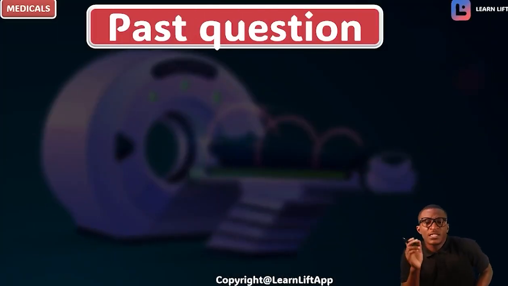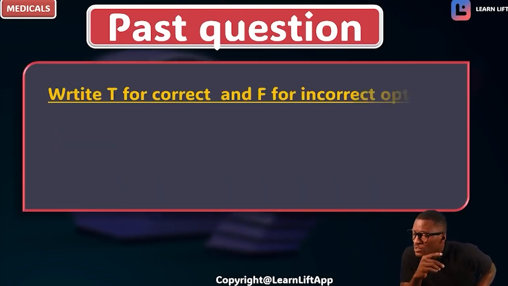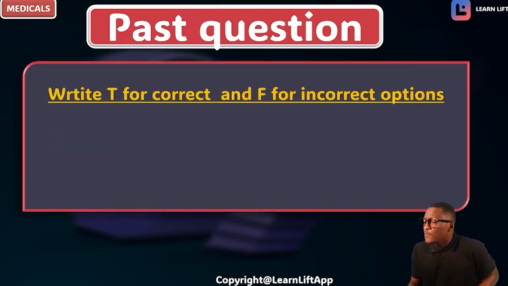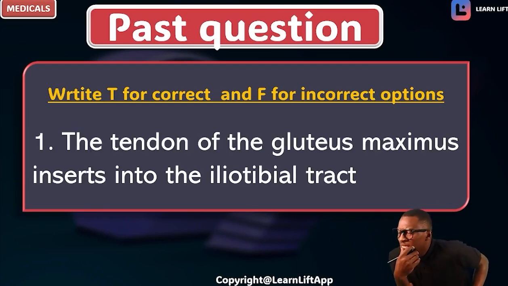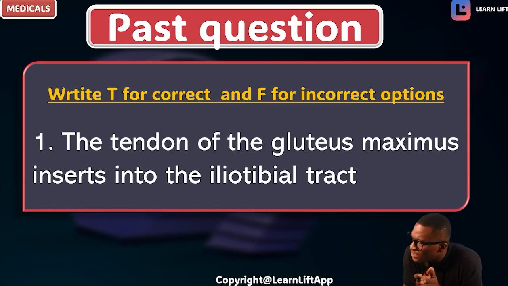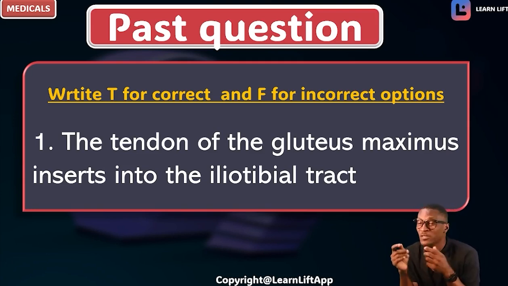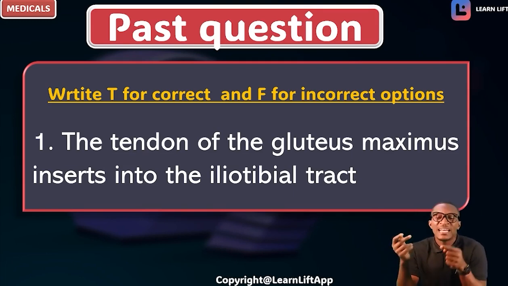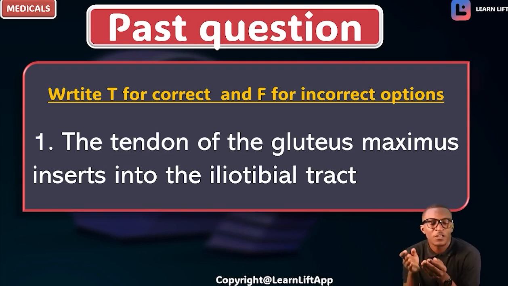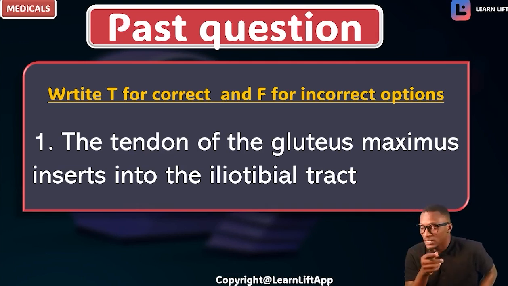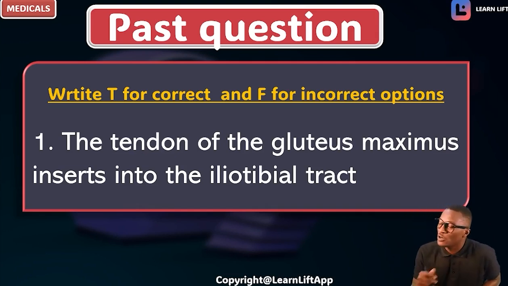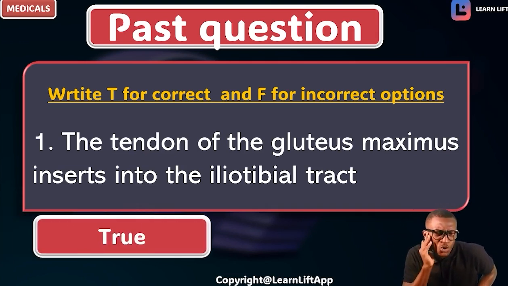If you say you understand that now, let's take one or two past questions. The past question says write T for correct and F for incorrect. The question says that the tendon of the gluteus maximus inserts into the iliotibial tract. True or false? Now we said that 75% of the fibers of the gluteus maximus enter into the iliotibial tract. We also went further to talk about the tensor fasciae latae. So is this correct? Yes, it's very correct. So the answer becomes what? True. Do you understand that?